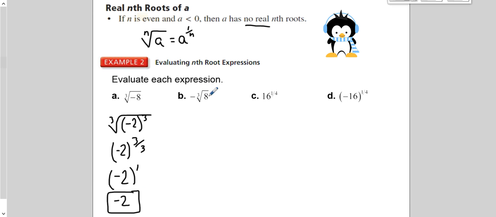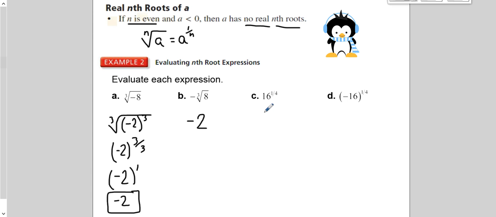Okay, this one, cube root of 8. Cube root of 8 is 2, and then we have this negative outside, so this one's also negative 2. So we can do cube roots of a negative number, or we can even have it outside. But it's not the same with the nth roots when the n is even.